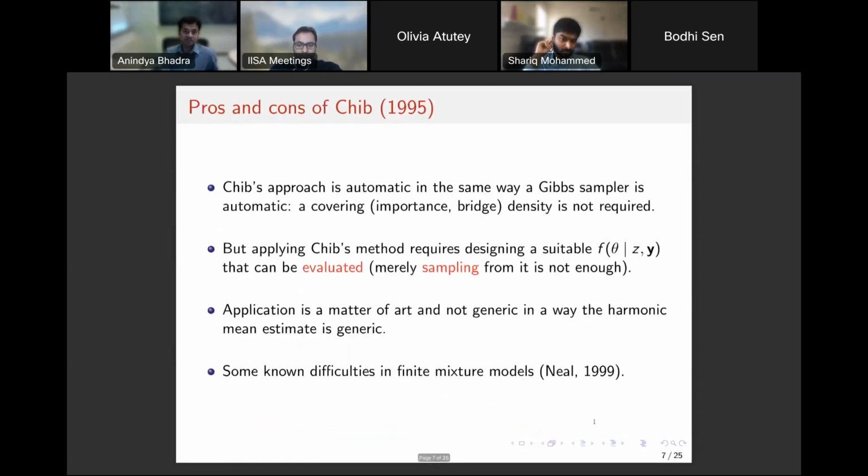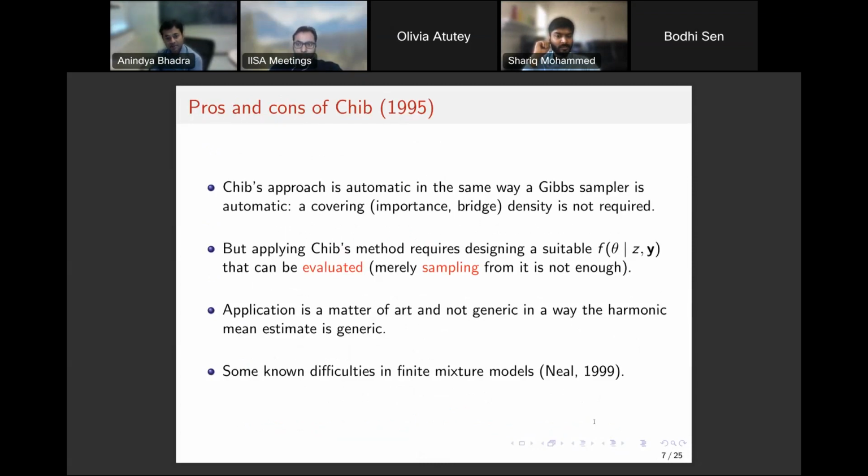It's very clever. So what are the benefits? Chib's approach is automatic in the same way a Gibbs sampler is automatic, because it's based on a Gibbs sampler. And you don't need an explicit choice of a covering density. You don't need an importance density. You don't need a bridge density, and so on and so forth. That's a very big benefit, to be able to do something in an automatic manner under this positive definite restriction.